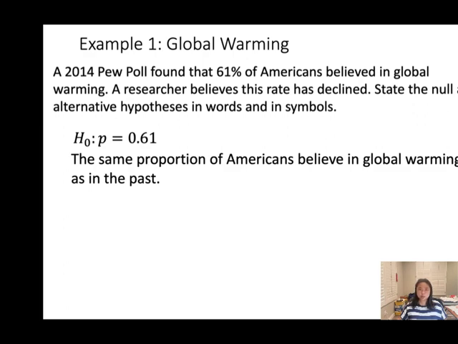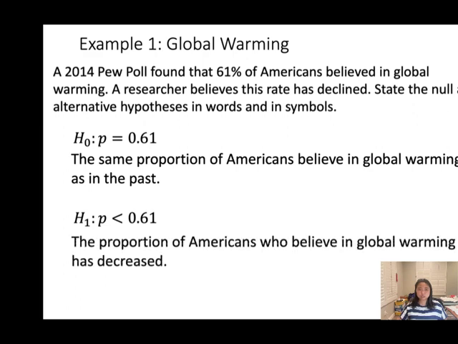So for the alternate hypothesis, you have 3 types: strictly less than, strictly greater than, or not equal to. For this one, you're going to look at the claim statement. A researcher believes this weight has declined. Okay, it's declined, so that will be strictly less than. In words, the proportion of Americans who believe in global warming has decreased. So it's going to be strictly less than.